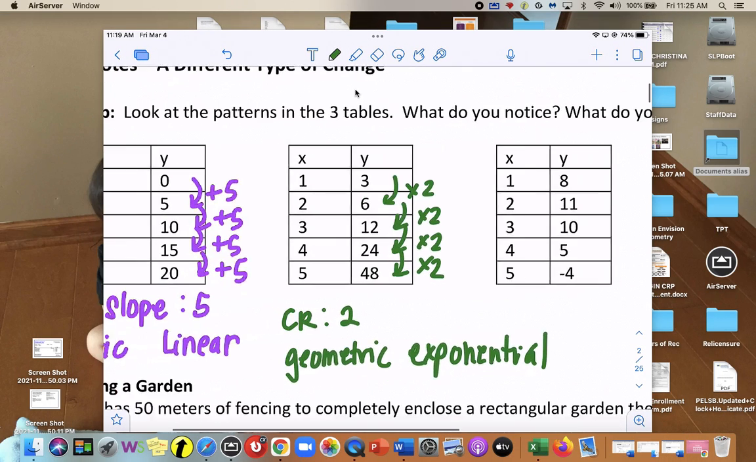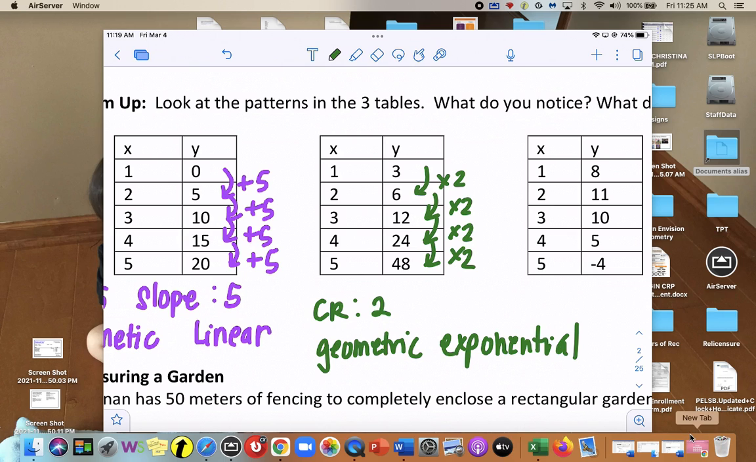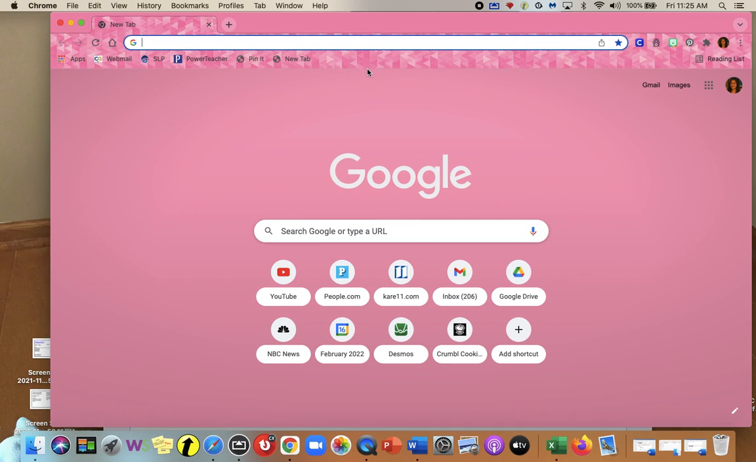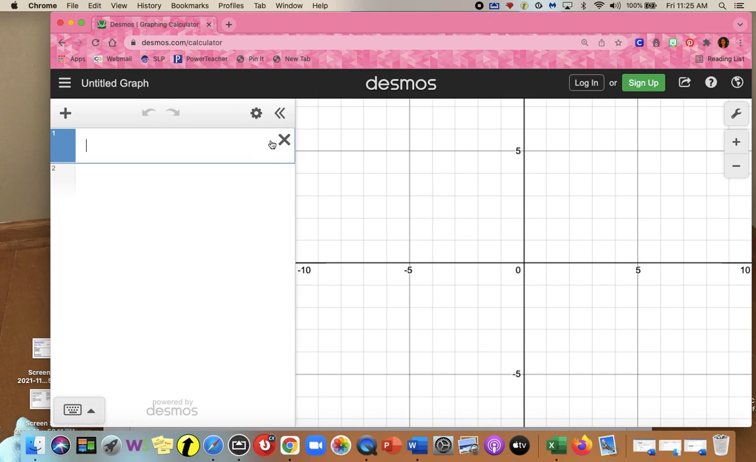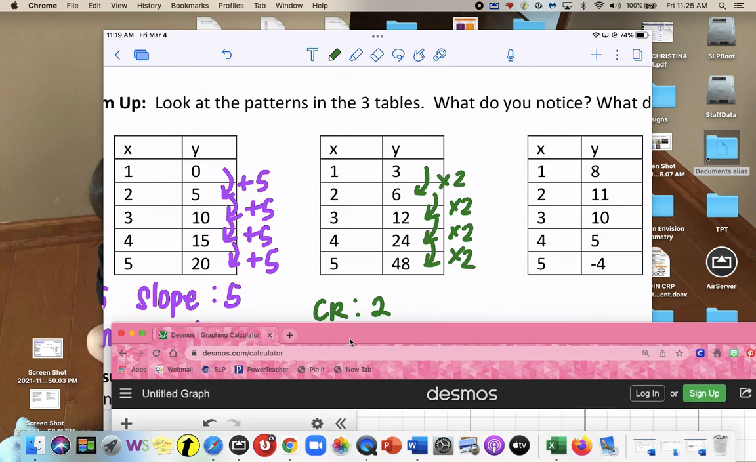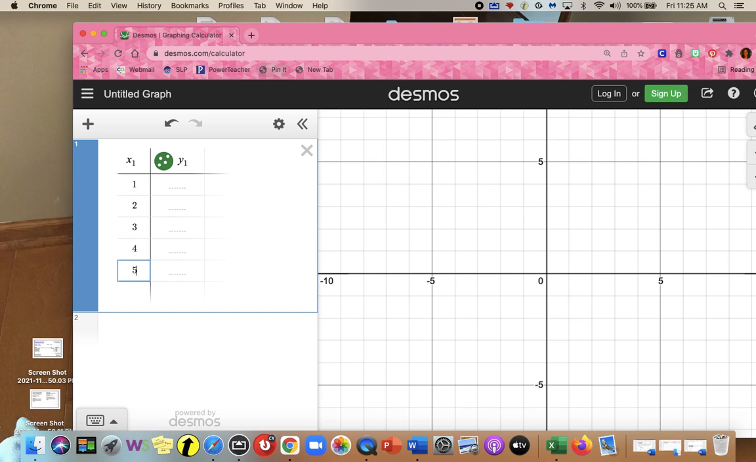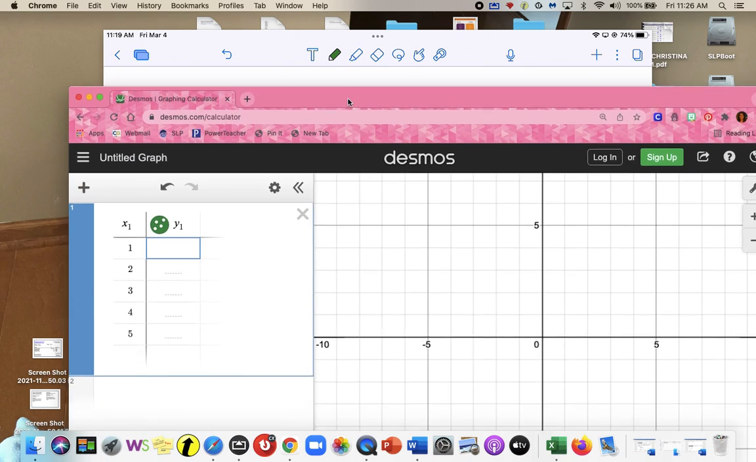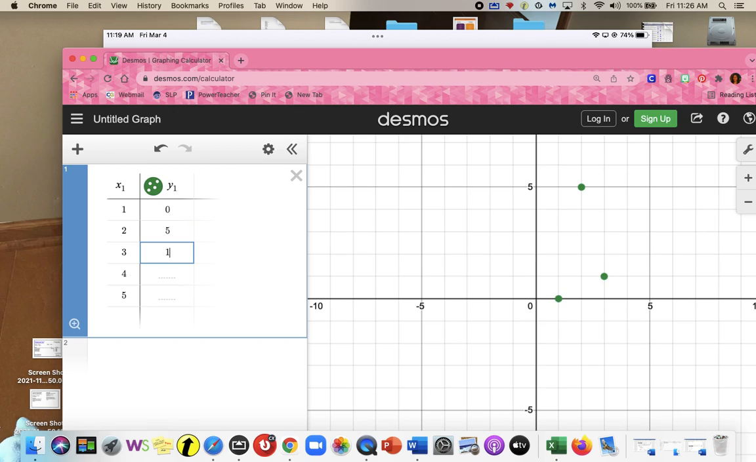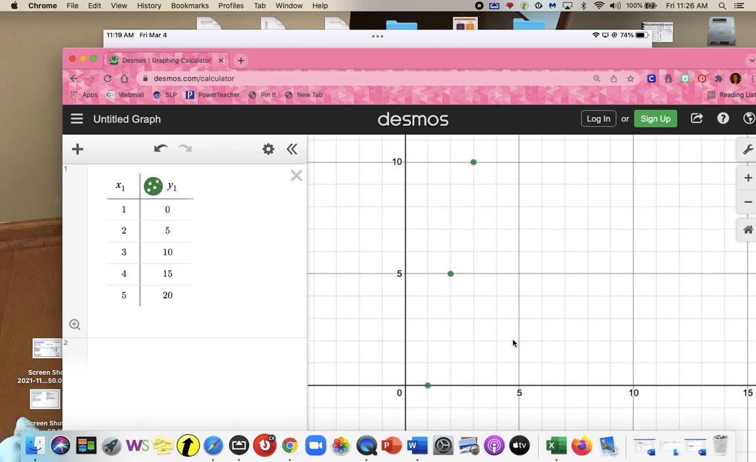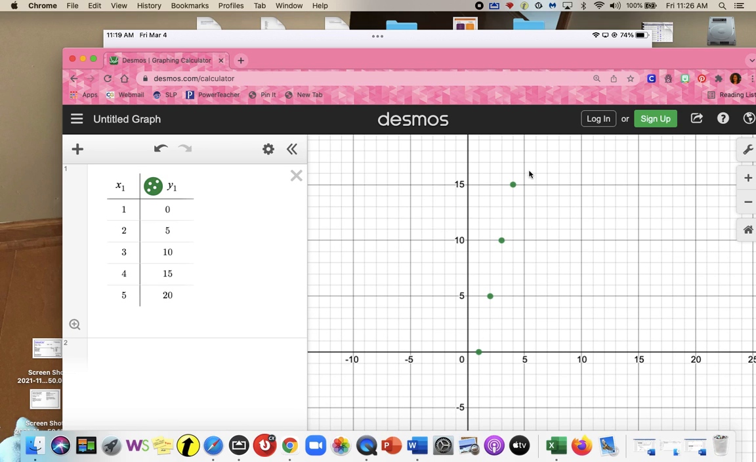So in class, we'll be pulling up Desmos and graphing these tables just to see what they look like. So I'm just going to pull up Desmos. And we can actually put tables into Desmos. So if you do the plus, you can add a table. And let's graph the first one. We knew it was linear. And so it goes up to 5 for the x value. And for the y value, it starts at 0 and goes up by 5. Okay, so if we zoom out, or I can drag this around, we can see that it's linear. You have that constant change, that slope of 5.